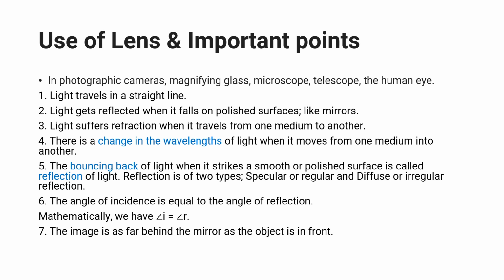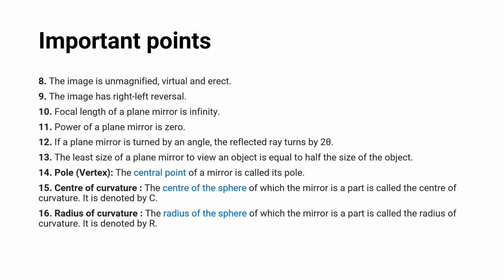Reflection is of two types: specular or regular, and diffuse or irregular reflection. The angle of incidence is equal to the angle of reflection. Mathematically, we have angle i equals angle r. The image is as far behind the mirror as the object is in front. The image is unmagnified, virtual and erect. The image has right-left reversal.